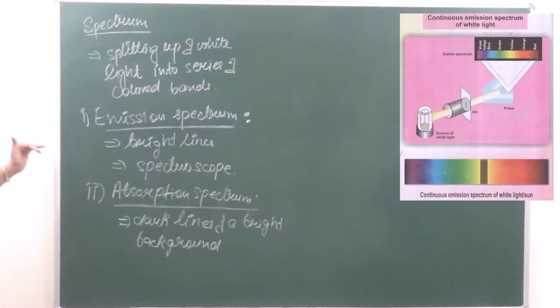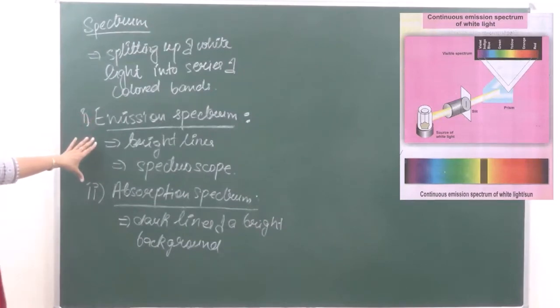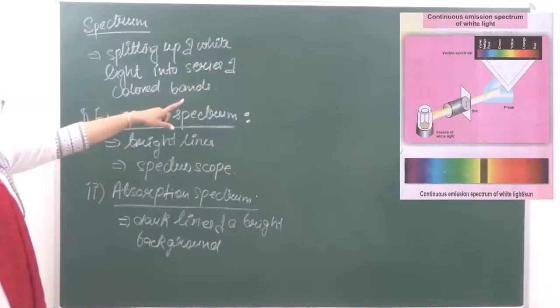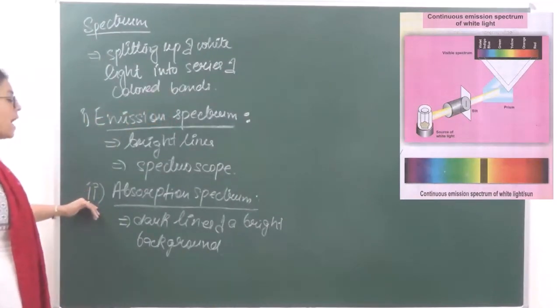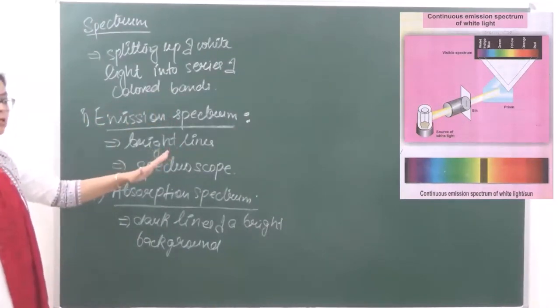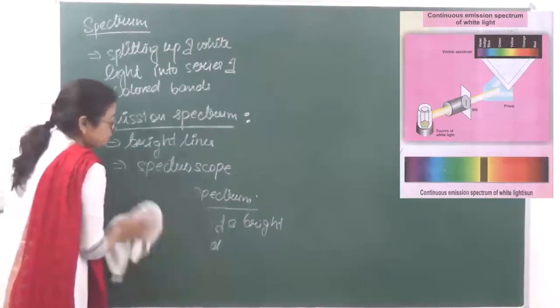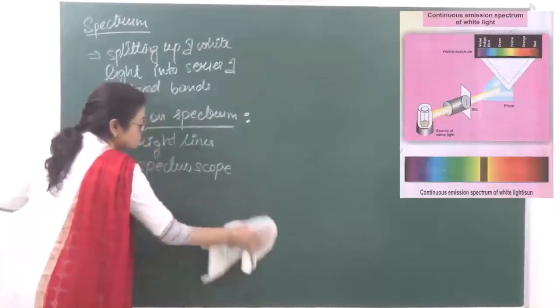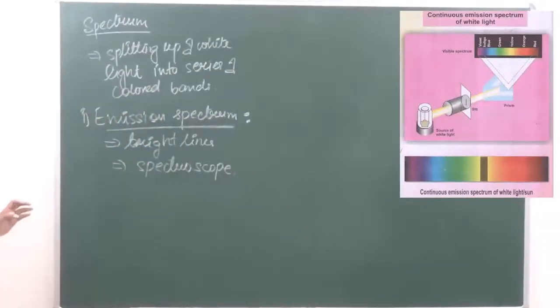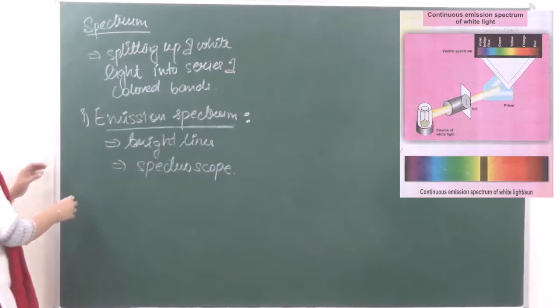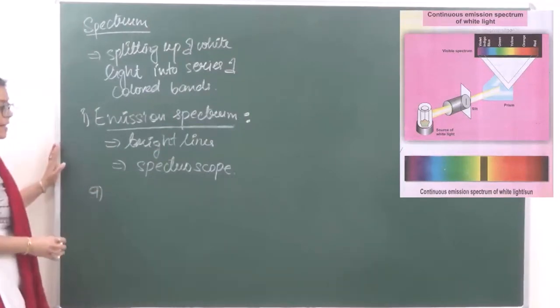So the emission and the absorption spectrum can be shown as in the figure. We can see over here that the bright, colored lines can be seen in the emission spectrum, and the dark lines are seen in the absorption spectrum. Okay, now the emission spectrum is further classified into two.